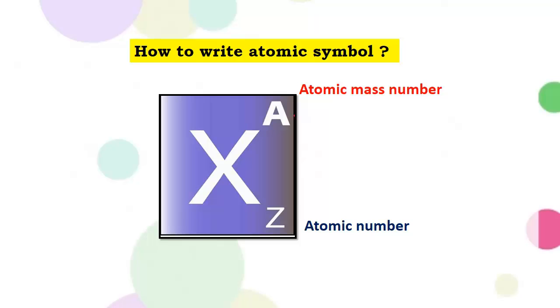Okay. One more thing children, the mass of an electron being negligibly small, therefore the mass of an atom is mainly due to the protons and neutrons in its nucleus.